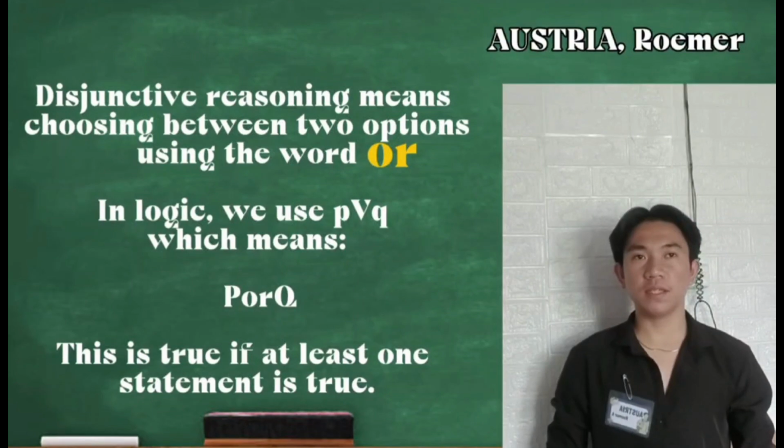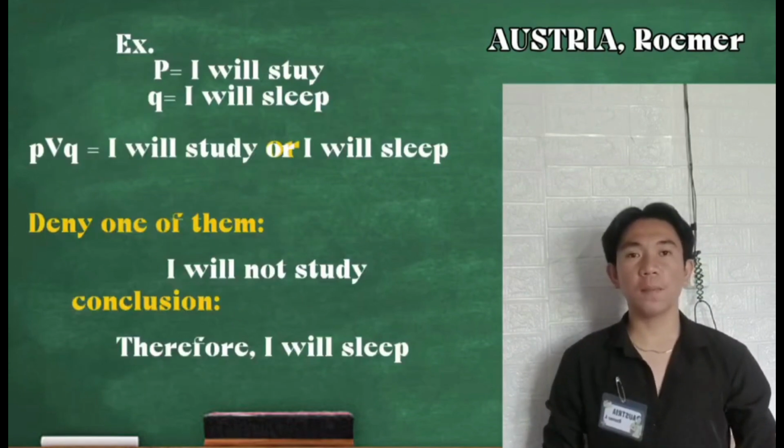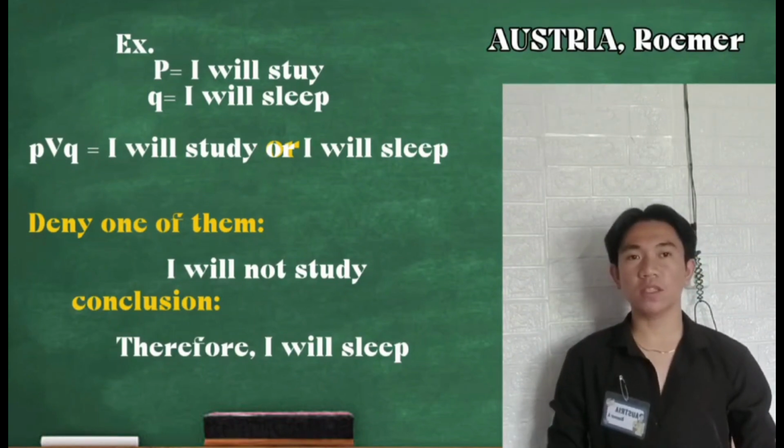Disjunctive reasoning means choosing between two options using the word or. In logic, we use P∨Q, which means P or Q. This is true if at least one statement is true. For example, P: I will study. Q: I will sleep. P∨Q: I will study or I will sleep.